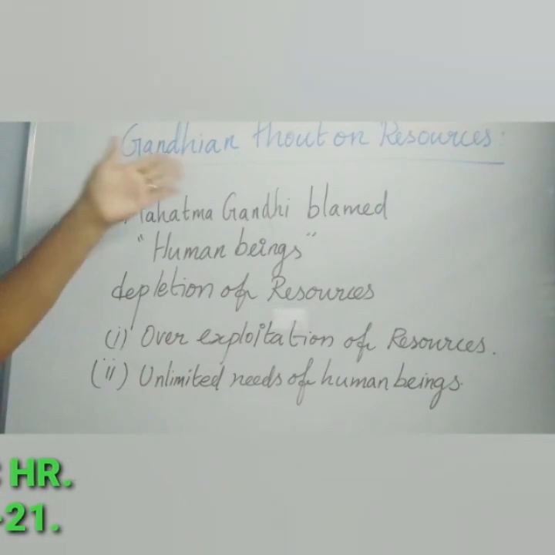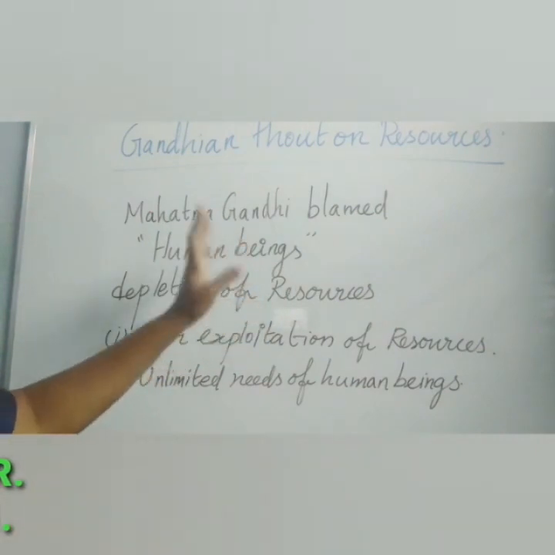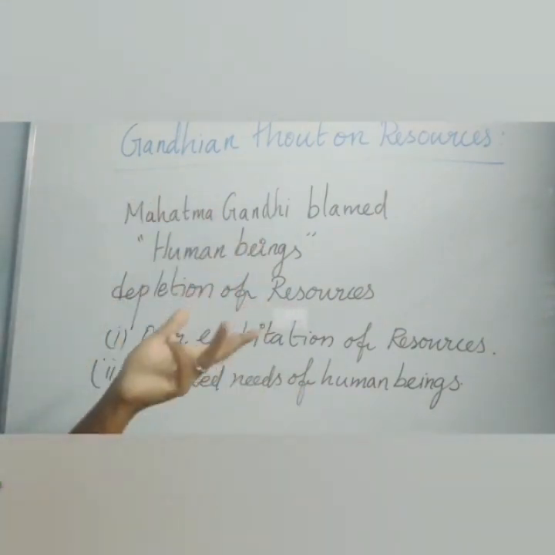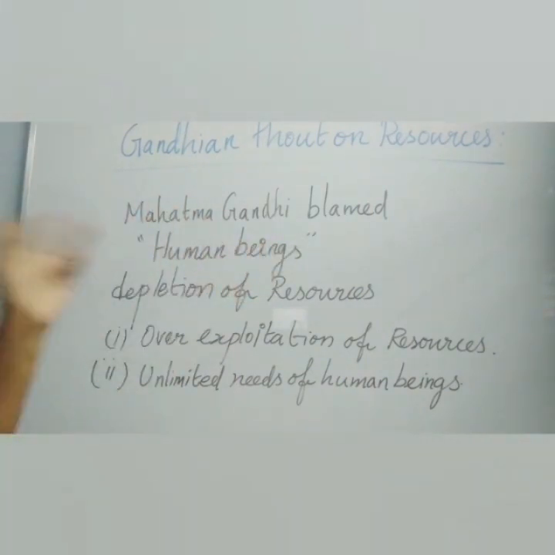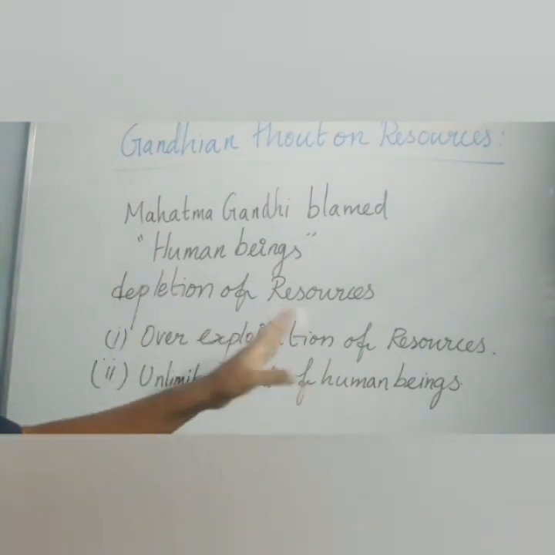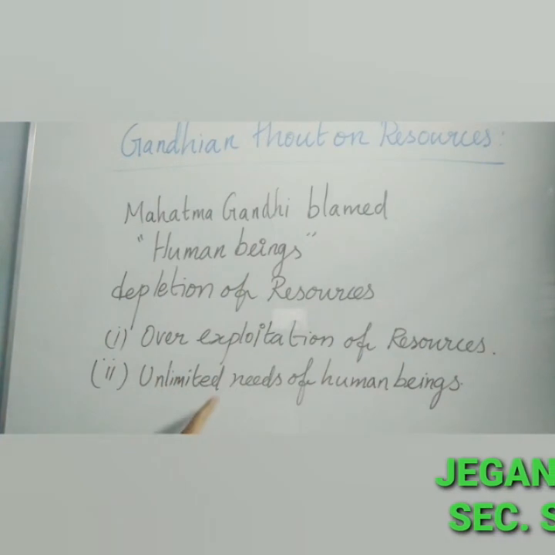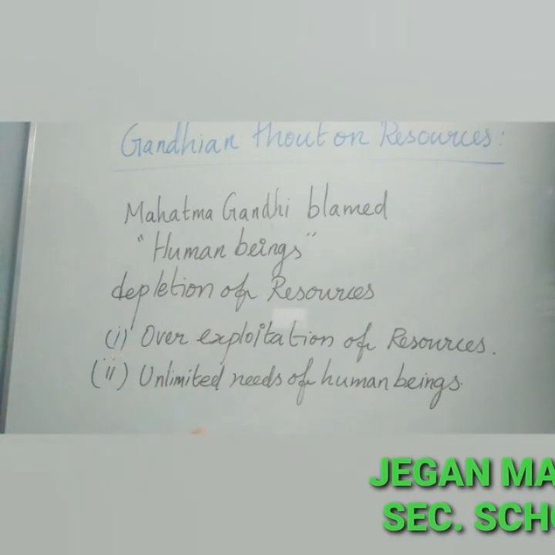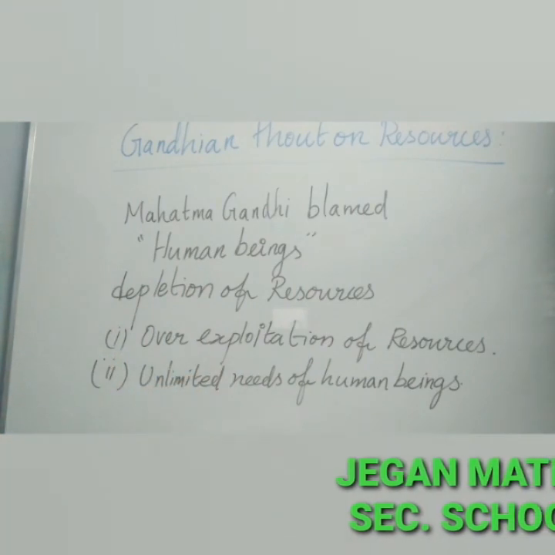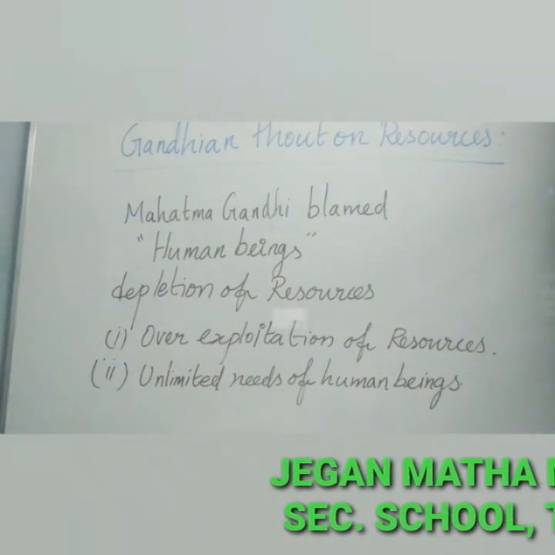Now we are going to see the Gandhian thought on resources. There is enough for everybody's need and not for anybody's greed. Mahatma Gandhi blamed human beings for the depletion of resources because of over exploitation of resources, and second, the unlimited needs of human beings. So conservation is very important. Then, resource planning and management.